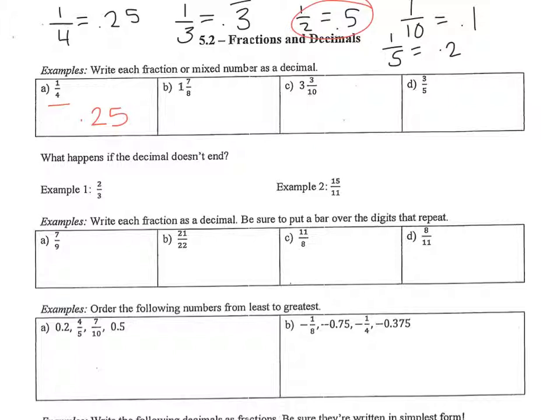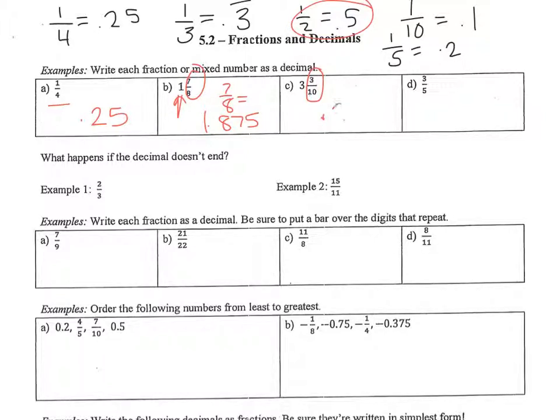To write 1 7/8 as a decimal, what you do is you do 7 divided by 8 on your calculator. So if I do 7 divided by 8 on my calculator, I get 7/8 equals 0.875. And since there's a 1 in front, you write a 1. So 1.875.